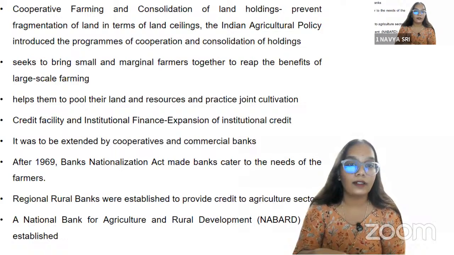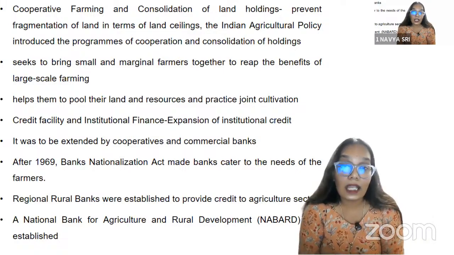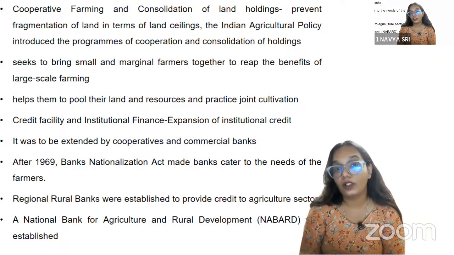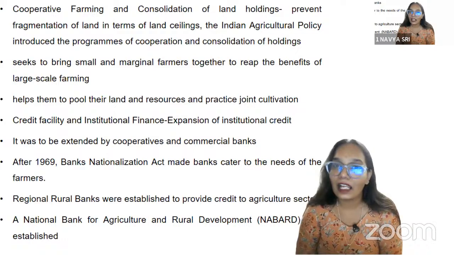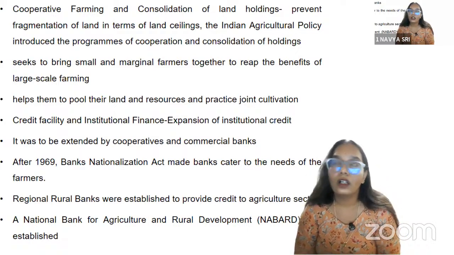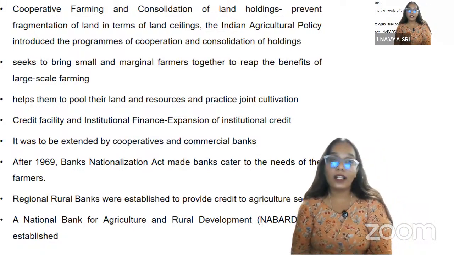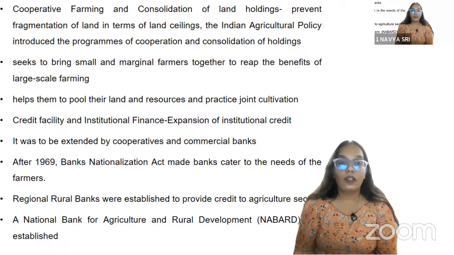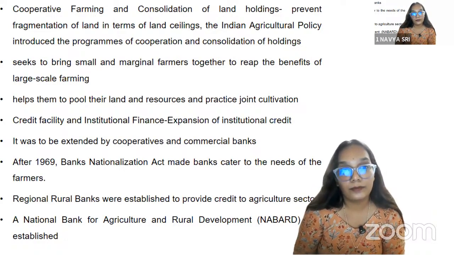Then the next one is cooperative farming and consolidation of land holdings. So this led to what? This was actually to prevent fragmentation of land in terms of land ceilings, and agricultural policy introduced programs of cooperation and consolidation of holdings. In cooperative farming, small fragmentations of the land would lead to the dispersal of resources, so the smaller areas which could be improved with machinery were consolidated through agricultural policy.